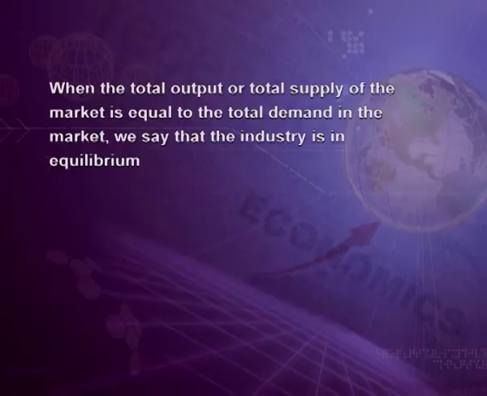An industry consists of a large number of independent firms. Students, remember, in this market, industry means market and firm means seller. So, when the total output or total supply of the market is equal to the total demand in the market, we say that the market or industry is in equilibrium. And the price then prevailing is known as the equilibrium price, and the quantity demanded and supplied at that equilibrium price is known as the equilibrium quantity.